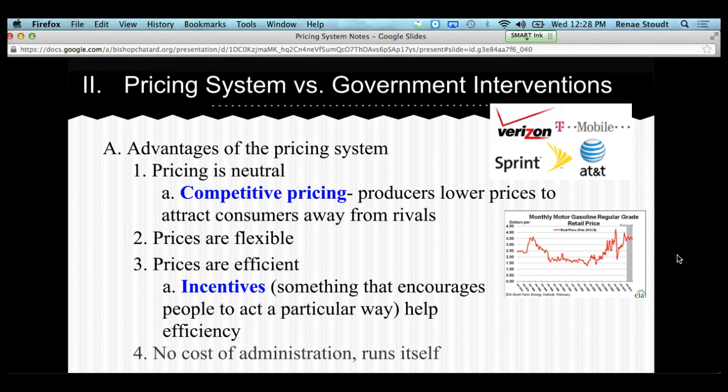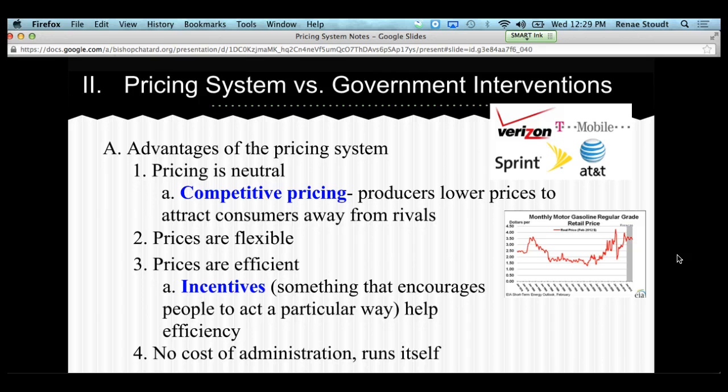The last point that I wanted to make about pricing is that there's no cost of administration, guys. Pricing has no cost of administration. It pretty much runs itself. There's no government agency that sits around and figures out what the price of t-shirts should be, or the price of cars should be, or computers, or whatever. There's nobody that's sitting around figuring this out. Supply and demand works on its own. Okay? It's nice, free-flowing. Nobody is interrupting things. Okay?